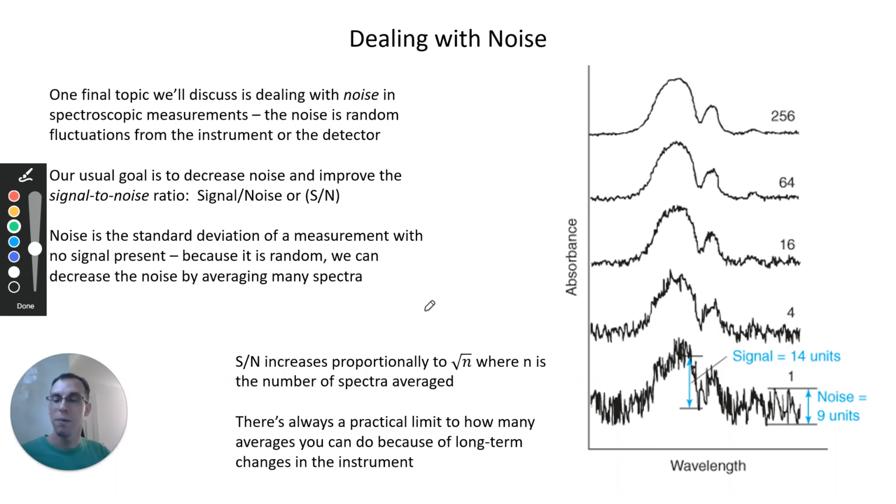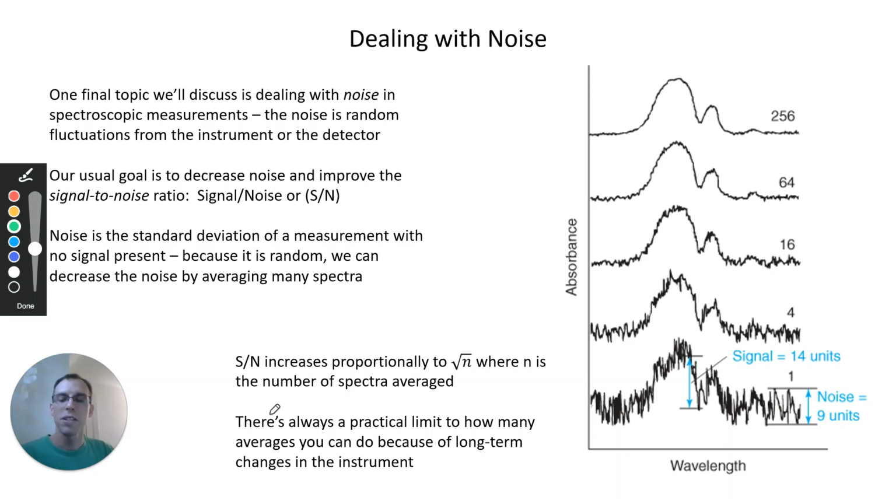Anyway, there's always some sort of practical limit. And by the way, this is what makes FTIR so appealing: it's very easy to average something like 256 spectra with FTIR compared to other types of instruments. And it doesn't take that long because you can acquire spectra fairly quickly.